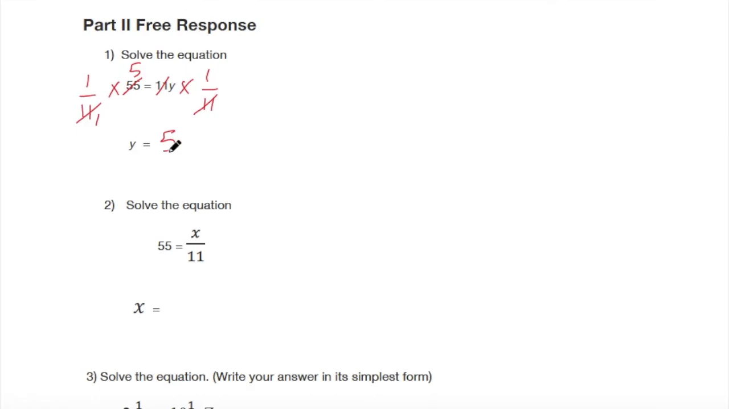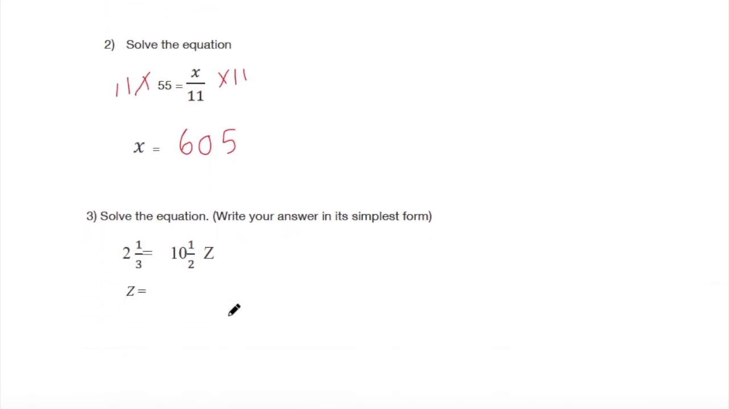Next one, solve the equation 55 equals x divided by 11. According to the multiplication property of equality, we have to multiply both sides by 11. So now x will be 605.